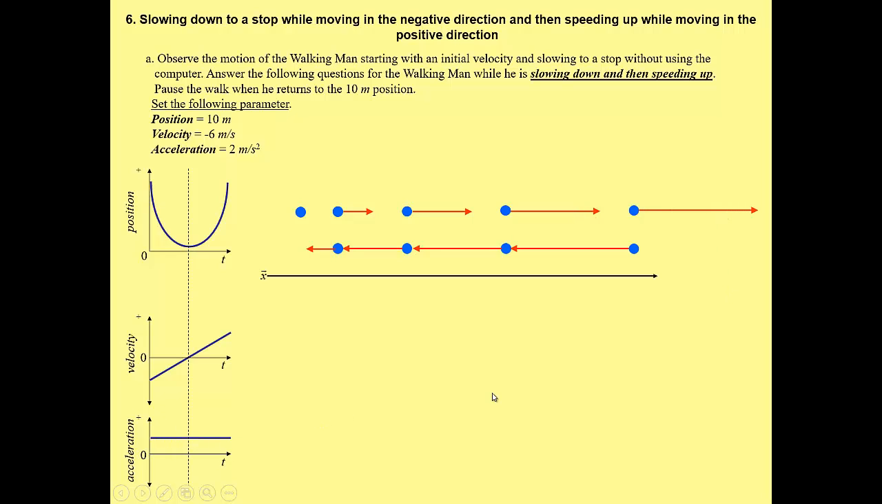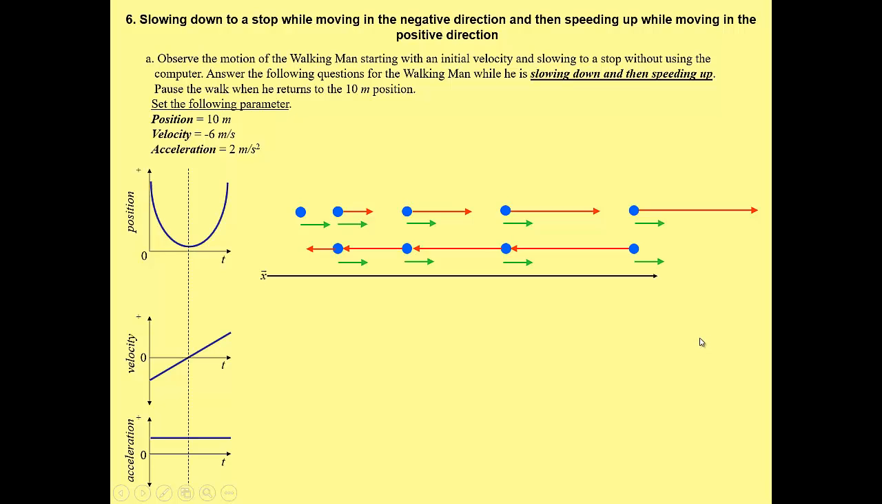Acceleration is a constant positive acceleration, so it's always going to point to the right. Notice that as he moves to the left, if the acceleration points to the right, what's he doing? Slowing down. On the way back, the acceleration points to the right, and he's moving to the right, so what's he doing? Speeding up. Again, it kind of makes sense, I hope. When they're pointing in opposite directions, the acceleration is taking away from the velocity, it's slowing him down. When they're pointing in the same direction, it's adding to the velocity and he's speeding up. This is the pattern that we found.